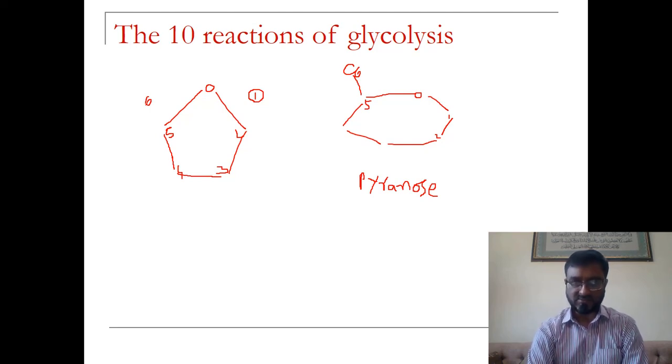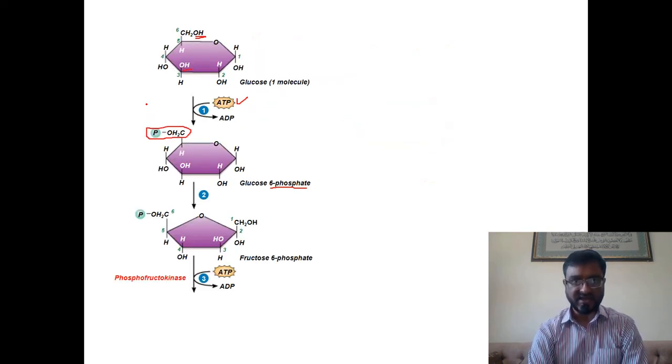So fructose most often exists in the furanose form. This is the furanose form. You can see first carbon, second carbon is this one, third carbon, fourth carbon, fifth carbon, sixth carbon. The third carbon OH is at the top, all other OH are at the bottom.